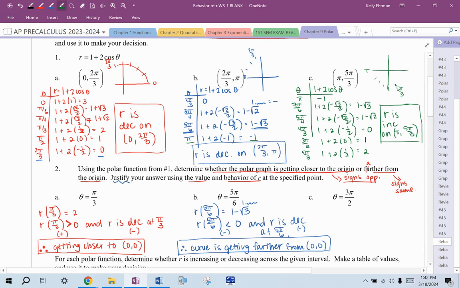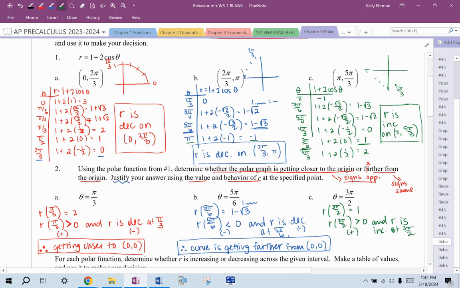So anyway, okay, so 3 pi over 2, r of 3 pi over 2, what was that equal to? Checking my table up here, that's equal to 1. That means that r of 3 pi over 2 is positive, greater than 0. And what's the behavior of r? R is increasing at 3 pi over 2.